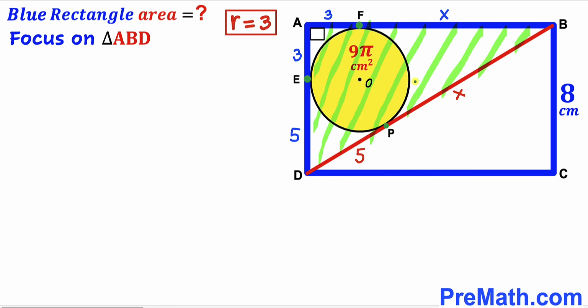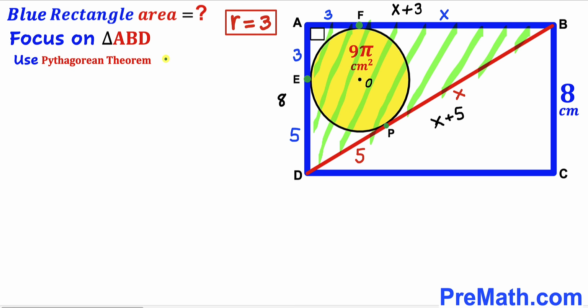And now let's focus on this right triangle ABD. We can see this side AD length is 3 plus 5, which is going to give us 8. And let's focus on this hypotenuse. So this whole length is going to be X plus 5. And finally, this side AB length is going to be X plus 3. So this whole thing is going to be X plus 3.